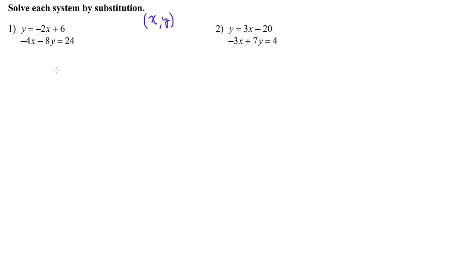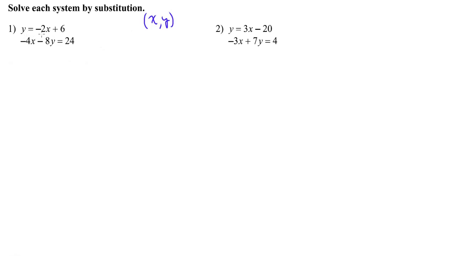Now, the issue that we encounter when solving linear equations is that they have two variables, an x and a y. And we can only solve an equation when it has one unknown, one variable. So what we need to do is take one of these equations and rewrite it so that it has only one variable, an x or a y, instead of both x and y. And then we'll be able to solve it. And one way that we can do that is by substitution.